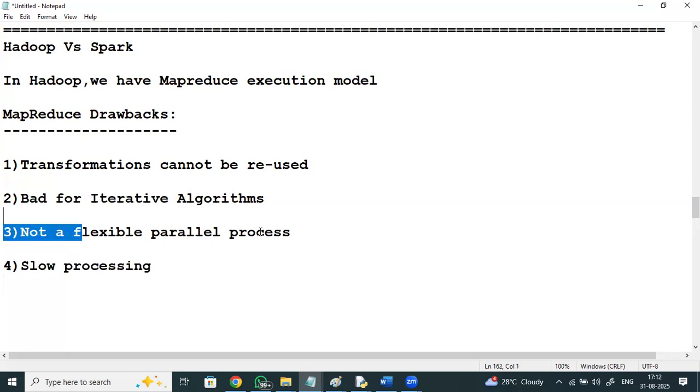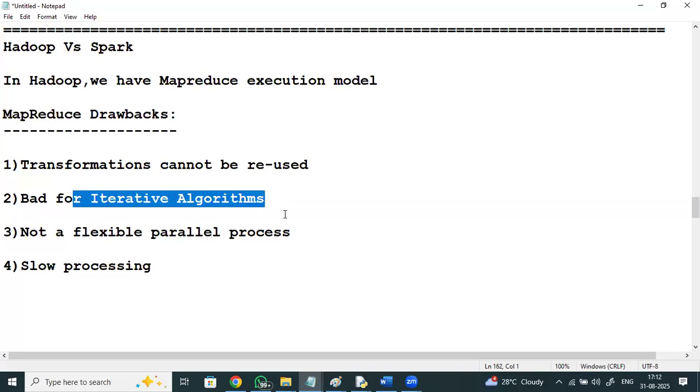So it is not a flexible parallel process, meaning first the mapper phase, next the reducer phase. Two phases are there, executing one after the other. But map reduce is designed in such a way that they need to execute parallelly. But mapper first executes, next reducer executes, one after the other sequentially. That's why I'm saying not a flexible parallel process. Bad for iterative algorithms. Most of these ML algorithms are iterative in nature.